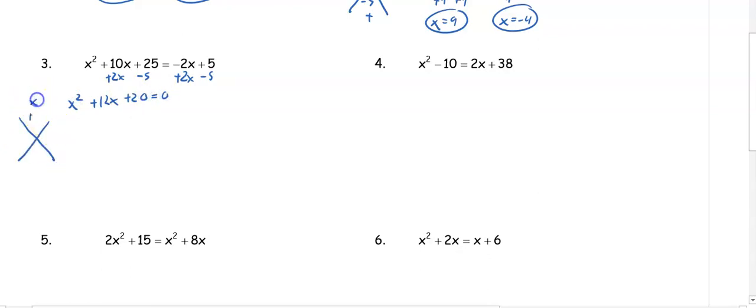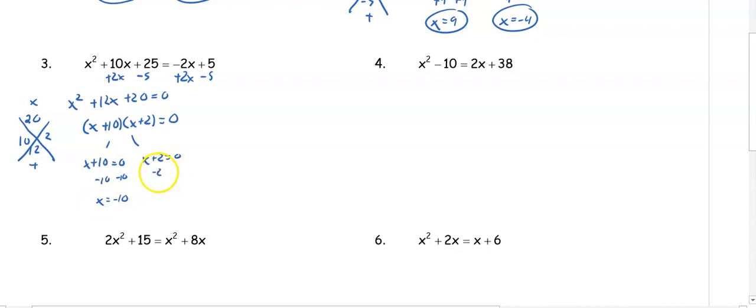So we need two numbers that multiply to 20 and add to 12. So that's going to be 10 and 2. So we have x plus 10 times x plus 2 equals 0. Each part gets set equal to 0, so x plus 10 equals 0 and x plus 2 equals 0. Subtract 10 from both sides, so x equals negative 10. Subtract 2 from both sides, so x equals negative 2.